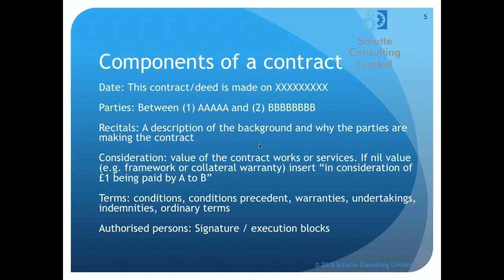And then finally, the last component of a contract is going to be the signature or execution blocks. This is your signature by any authorized person of the organization entering into the contract. And if it's a contract under hand, a 6-year contract, it will be a signature block. And if it's a longer, a 12-year deed, then it will be a full execution block.